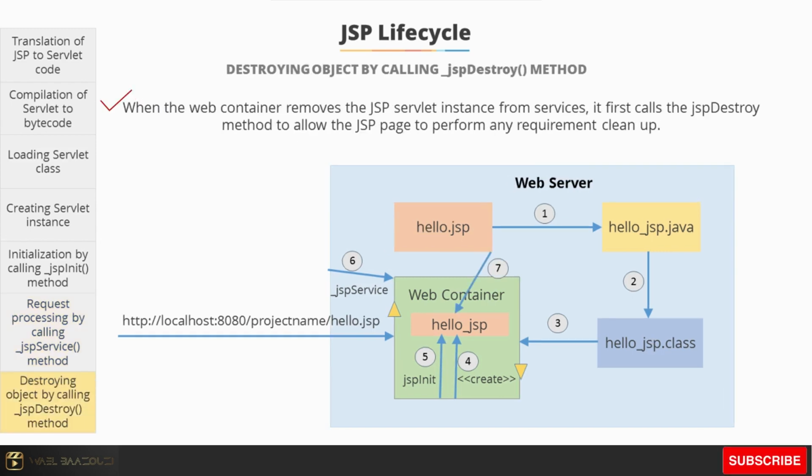When the web container removes the JSP instance from the services, it first calls the JSP destroy method to allow the JSP to perform any required cleanup.